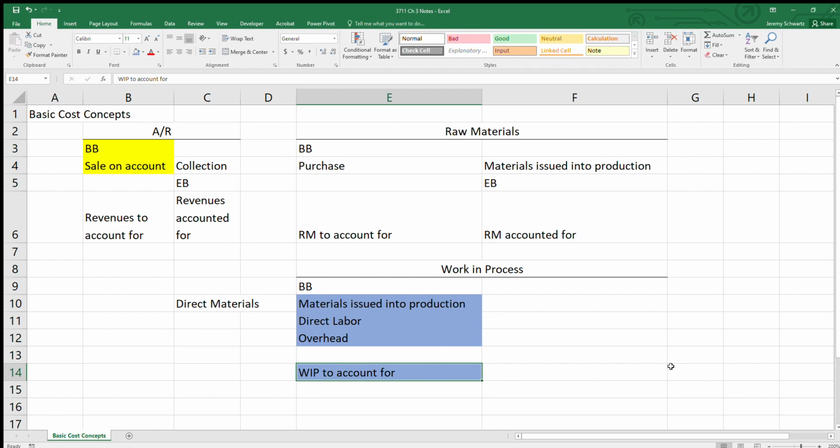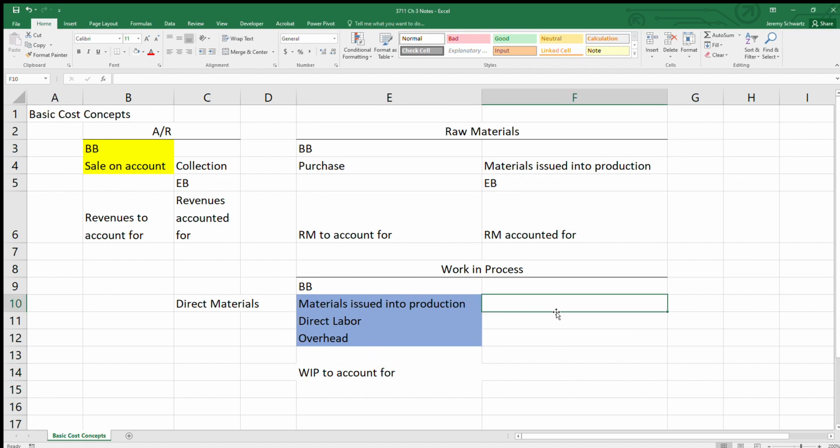Excel's being a little too helpful there, so we don't necessarily need that sort of help. I guess I can clean that up even better and just do no fill. Now I feel a little better about that.